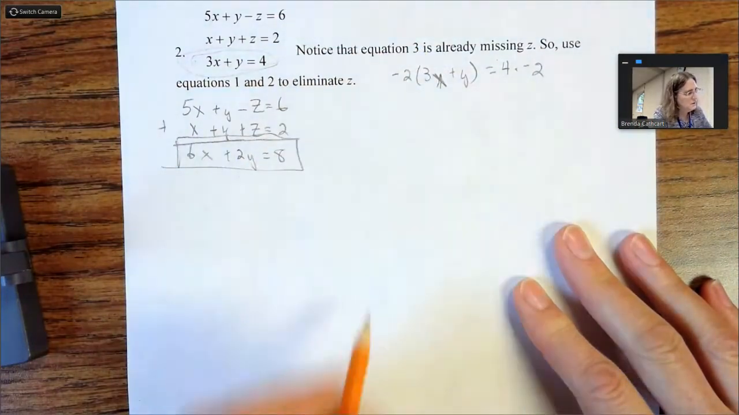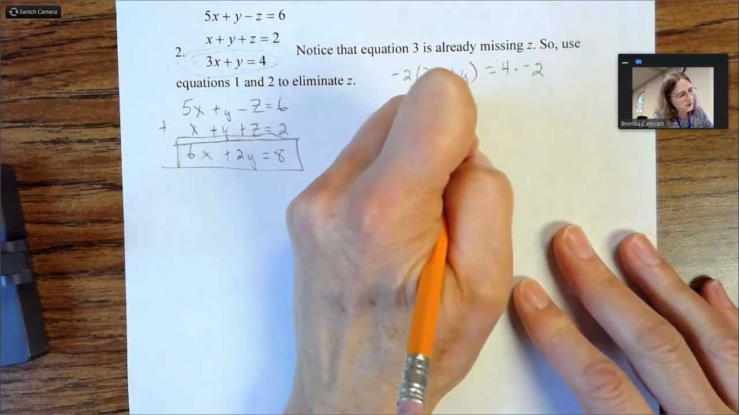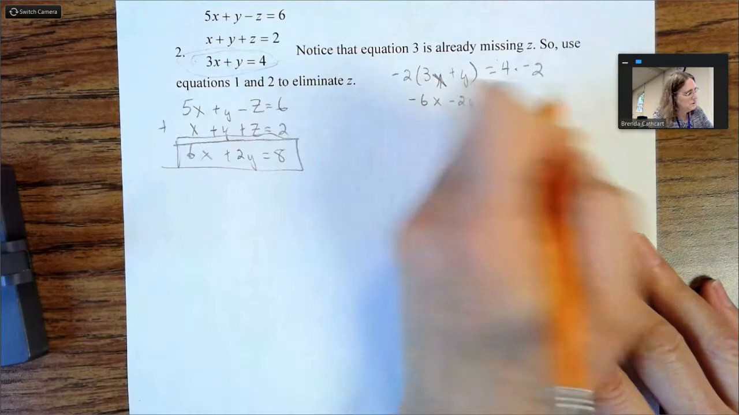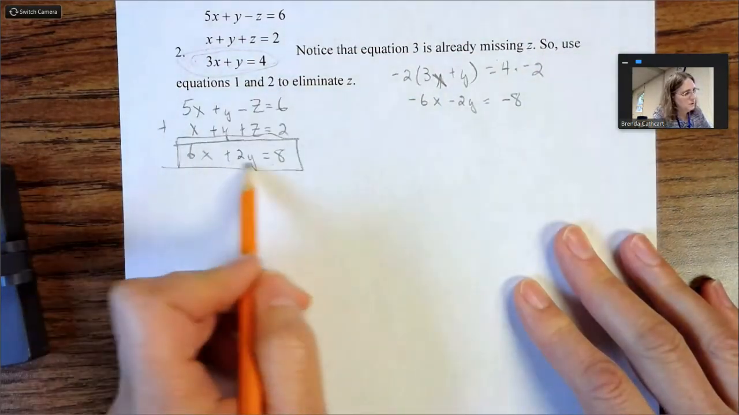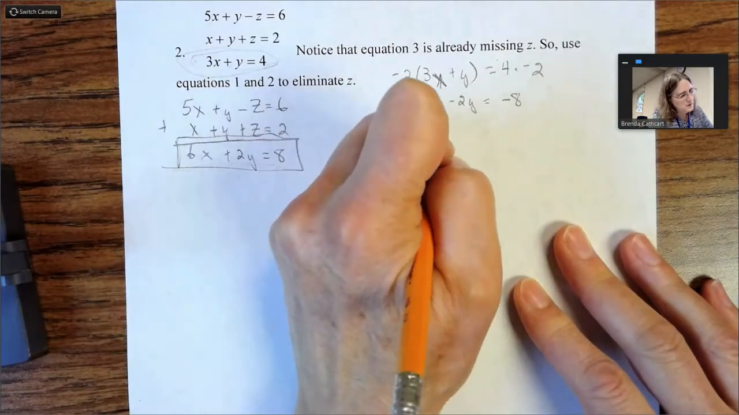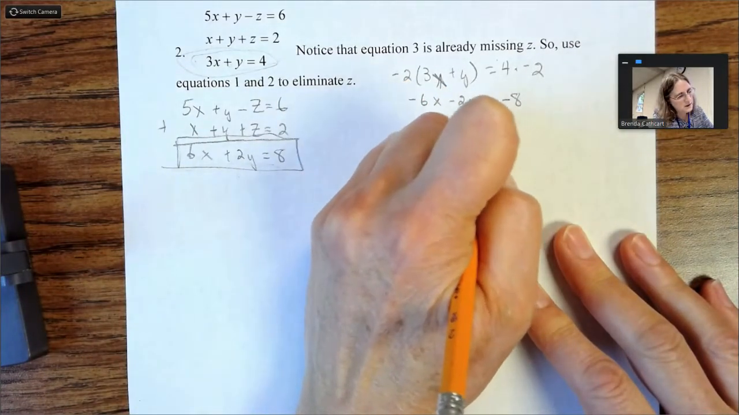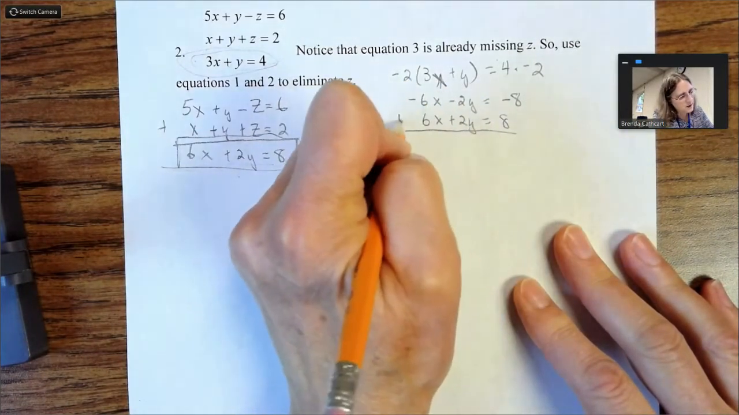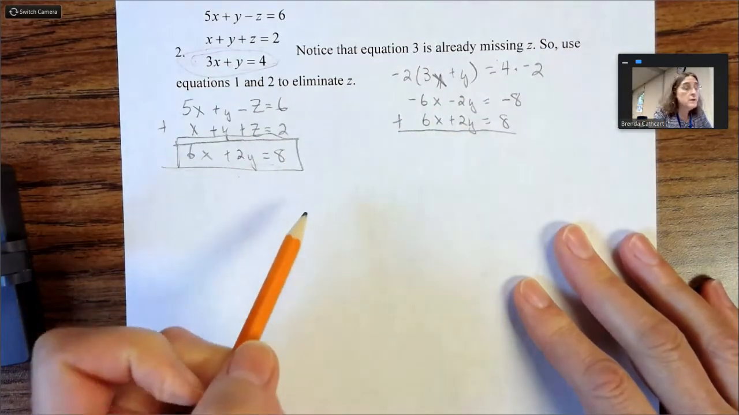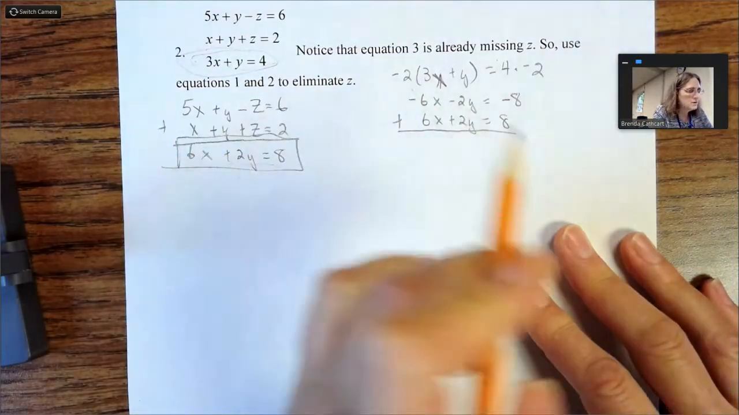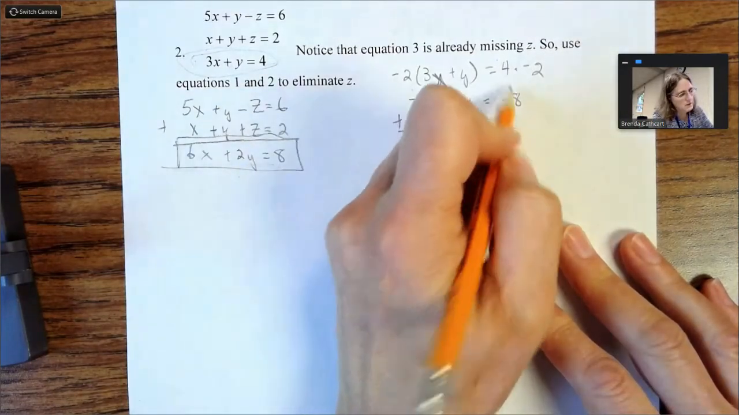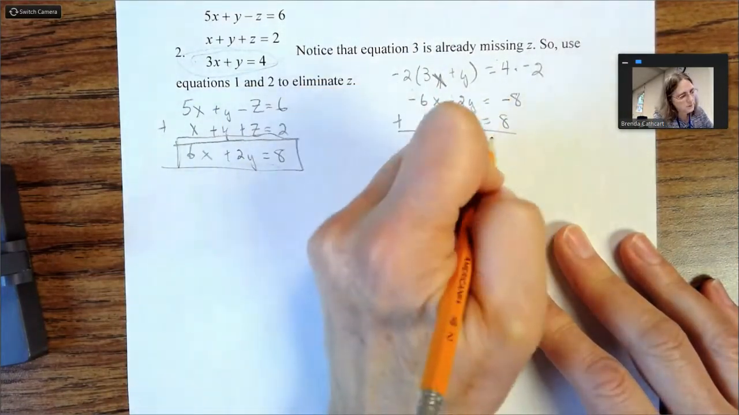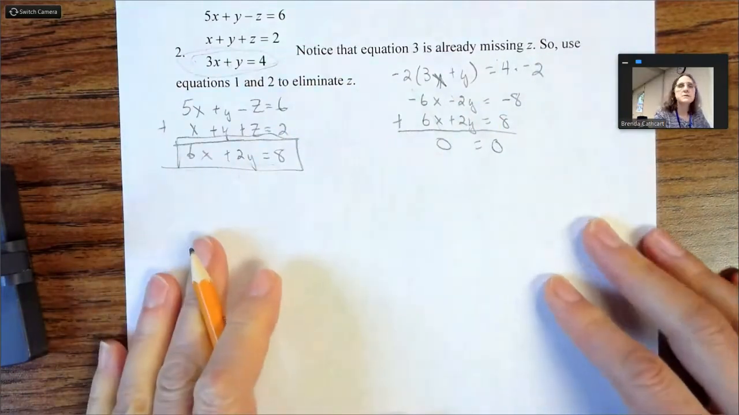Distributing there, we have negative 6x minus 2y equals negative 8. Pairing it with the equation that we found, 6x plus 2y equals 8. If we add those together, we have something very interesting happen. The x terms add to 0, the y terms add to 0, and on the other side of the equal sign, negative 8 plus 8 is also equal to 0.